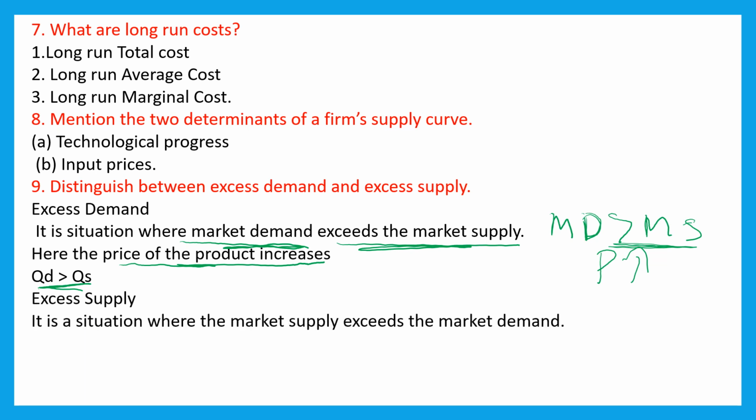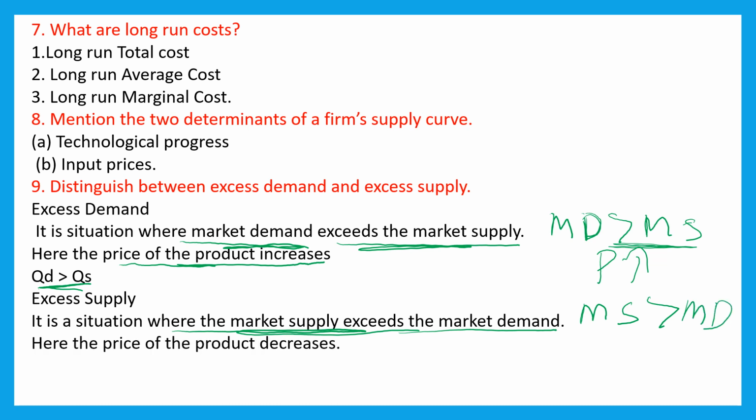Excess supply. It is a situation where market supply exceeds the market demand. When supply is greater, definitely the price of the product decreases, when supply is more than demand. So here quantity supplied is greater than quantity demanded.